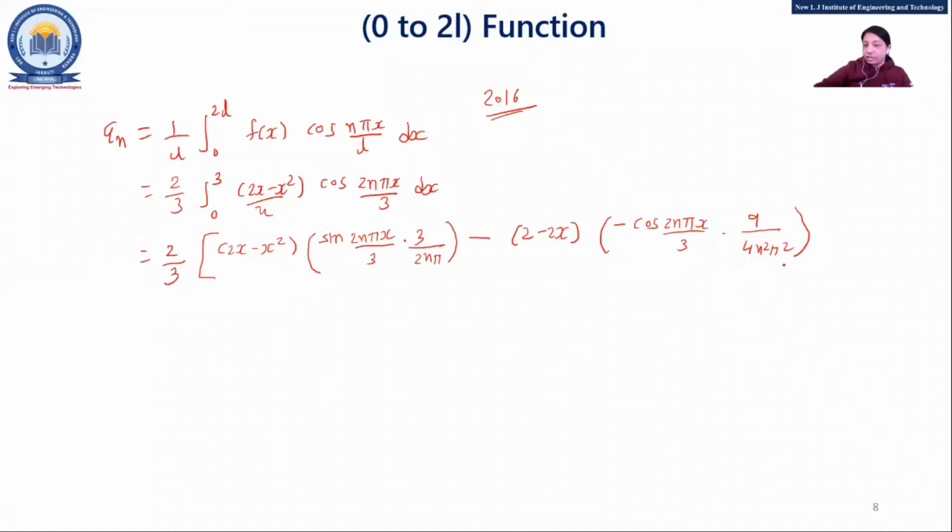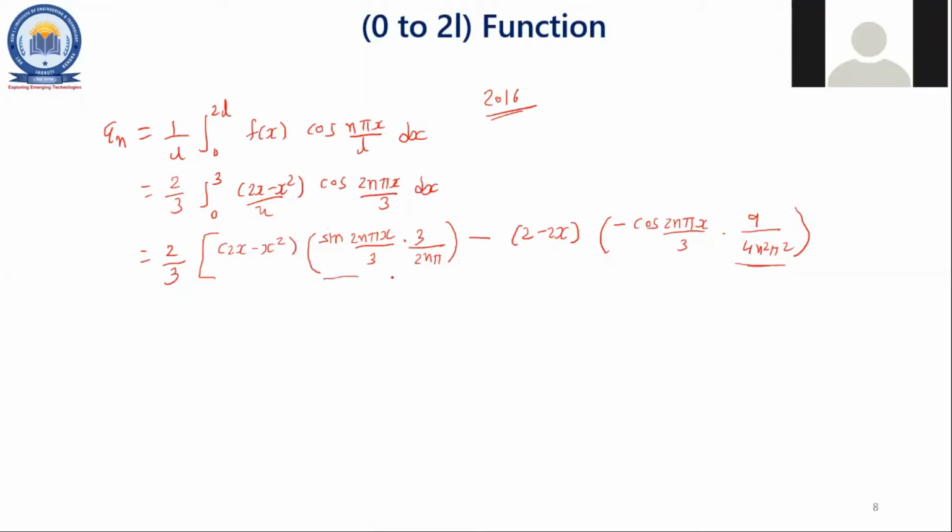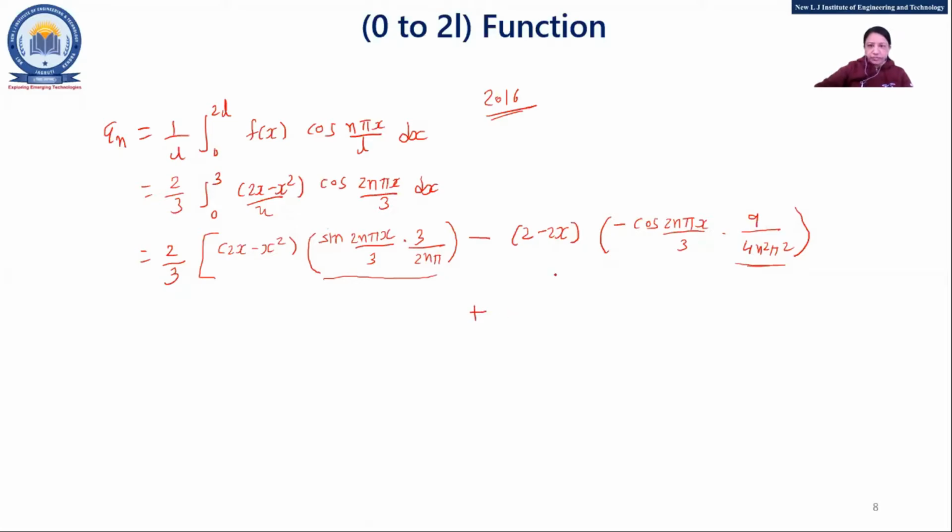Is there any doubt in this term, anyone? Because this is the important one, right? When you are going to do the integration, you have to consider this whole term. So here it would be 9 upon 4 n square pi square. Now plus the third term.